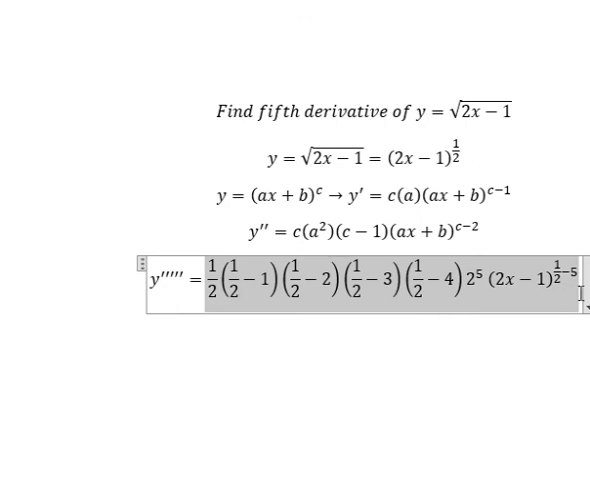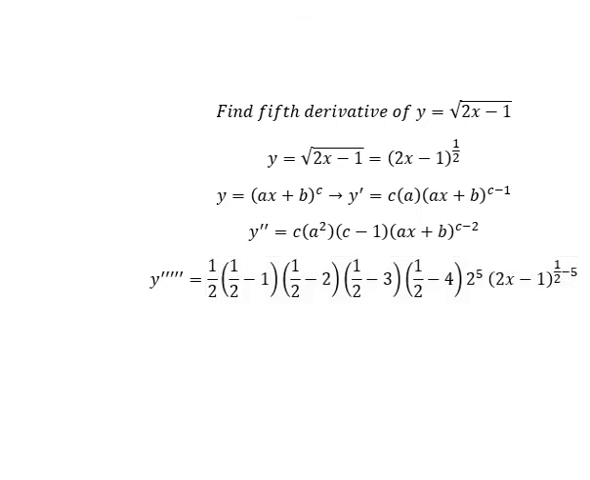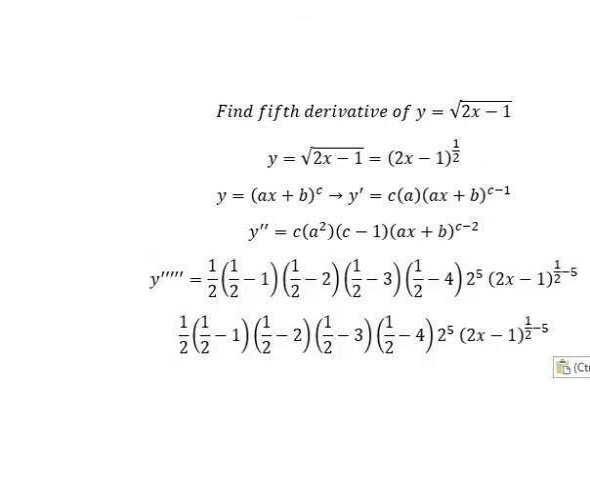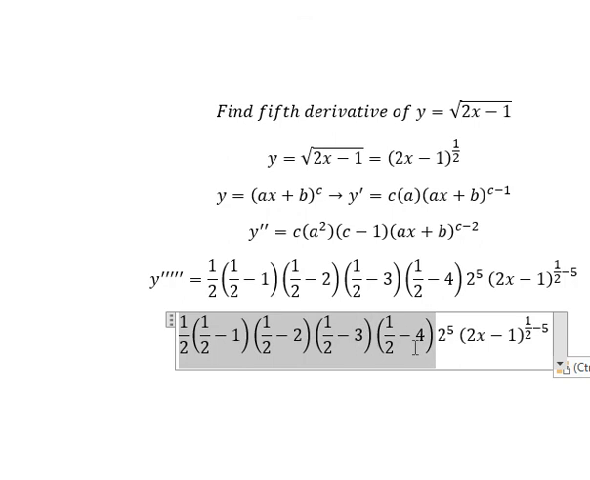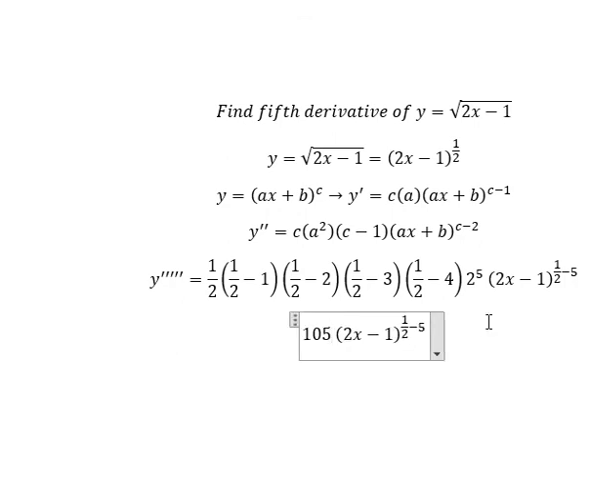And now we can simplify this. So we have 105. Here we have negative 9 over 2. And that is the final answer.